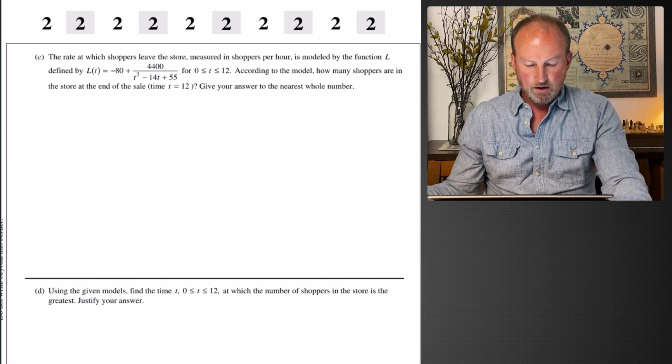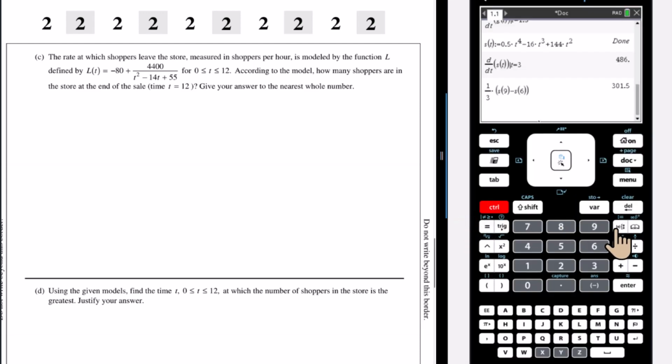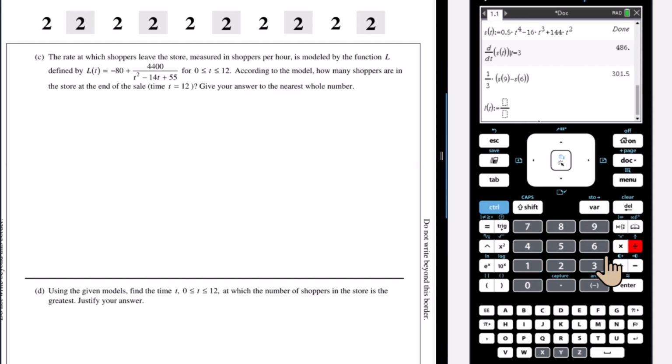Question C, the rate at which shoppers leave the store. So I'm going to do the same thing. I'm going to jump over here, use our little control, do that every time. I'm going to call it L of t. Now I'm going to use the fraction button again. I like the fraction bar, not just the divide by symbol. I forgot my -80. Whoops.